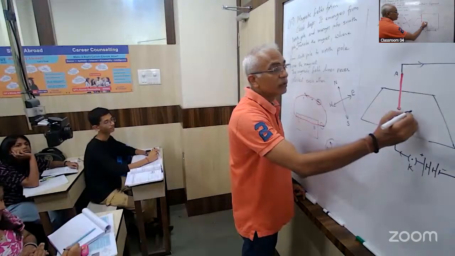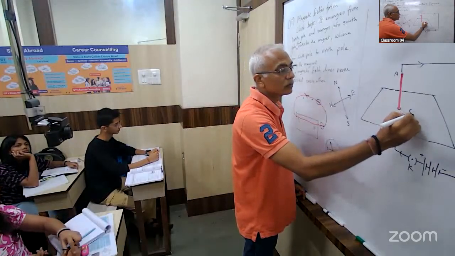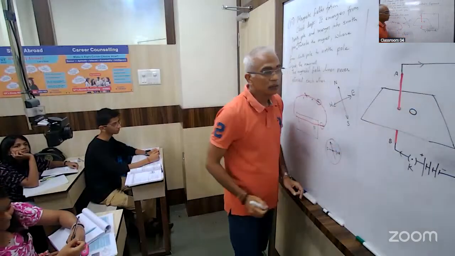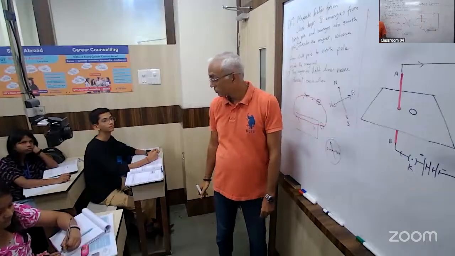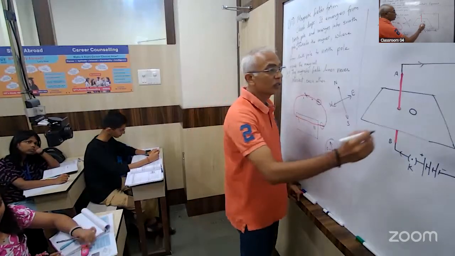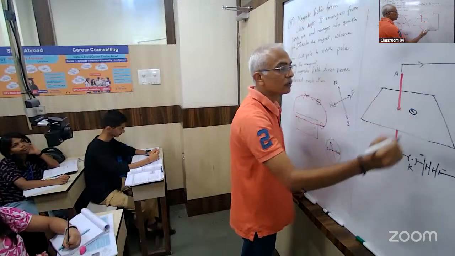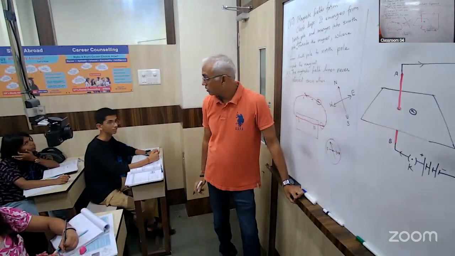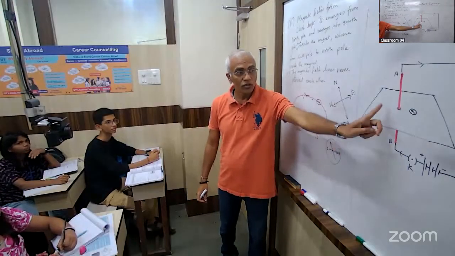Now, if we keep a magnetic compass over here, let us say initially the key was open. So where will the magnetic compass point? It will point in this direction when the key was open. Now when the key is closed, it shows deflection.